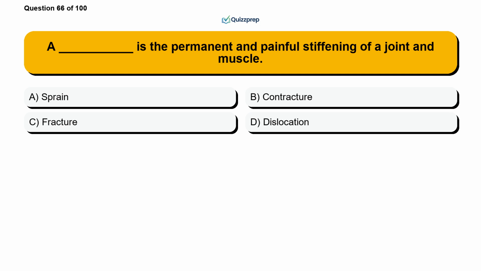Question 66. A blank is the permanent and painful stiffening of a joint and muscle. Option A, sprain, option B, contracture, option C, fracture, option D, dislocation. The correct answer is option B, contracture.